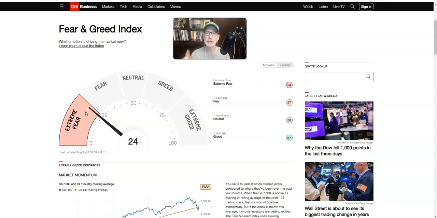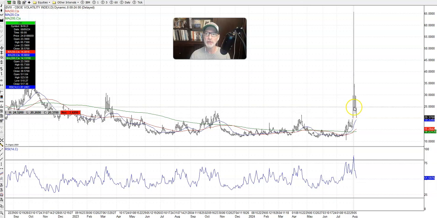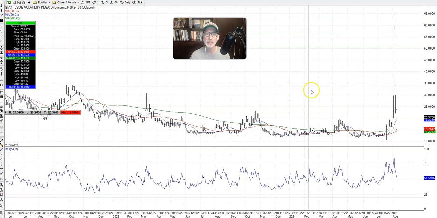When you get a combination of a spiking VIX and extreme fear on the fear and greed index, you know that is a recipe for the market to take back off to the upside almost instantly. I mean, if we go back to the chart, you can see how fast you get the 1 day spike and then it comes back down. Same with these others. You get a couple days spike, couple days spike, couple days spike.